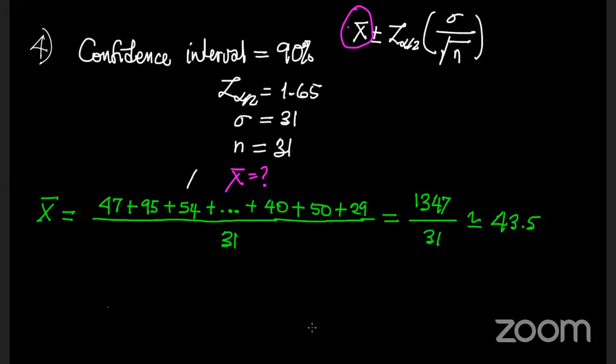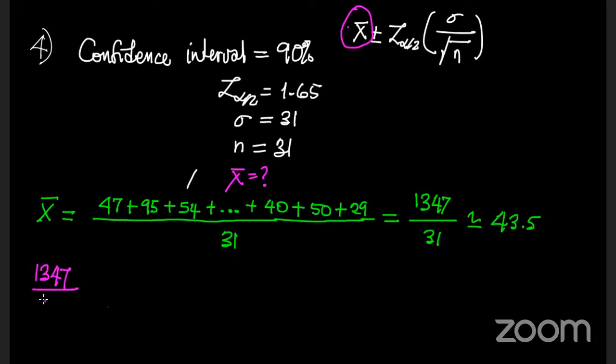43.5. Okay, so that's it. Now that we know this value, let's apply it and see what our results are going to be. So we are applying this formula. The mean is 1347. You can either use that or use a decimal. I want to use this rather.